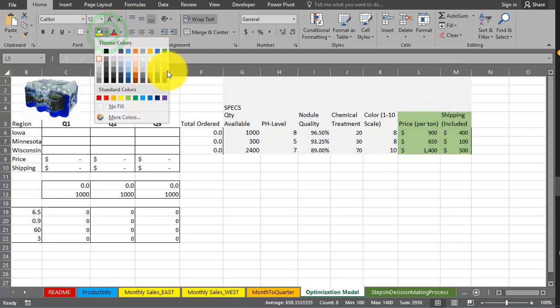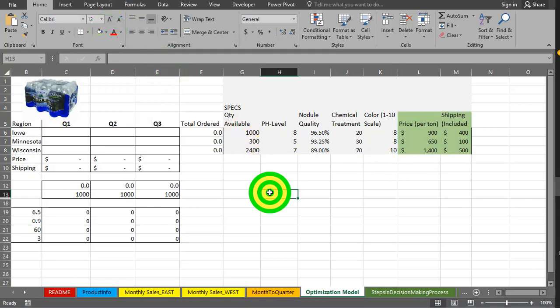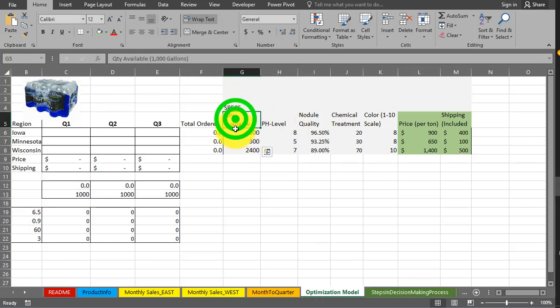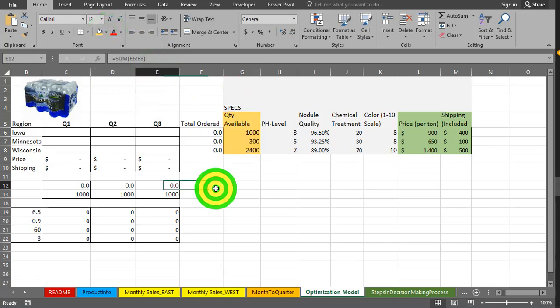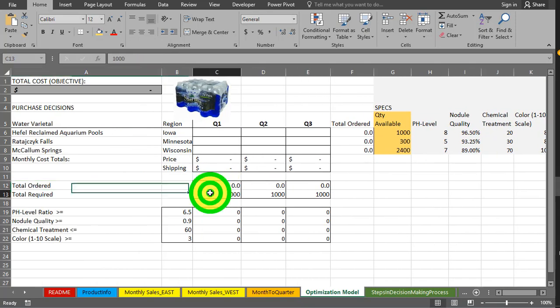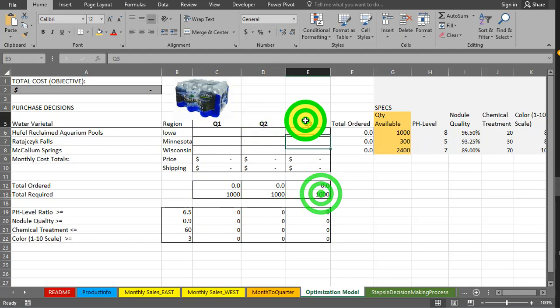I'm just going to change it into a slightly different color. Feel free to go ahead and do this for your needs. And then this is the quantity available. So we'll color that a little bit different just for our own needs here, because that's going to be important, because our company is required to order 1,000 in quarter 1, 1,000 in quarter 2, and 1,000 in quarter 3.